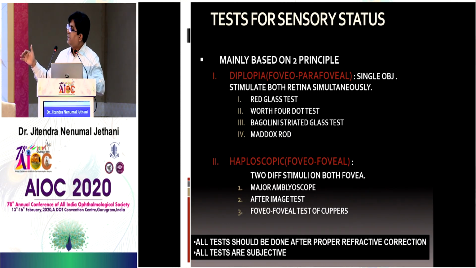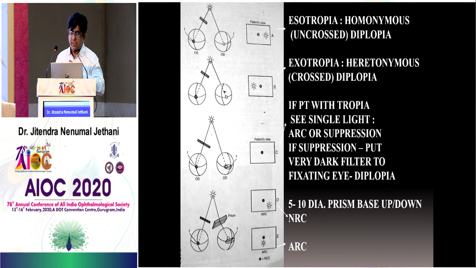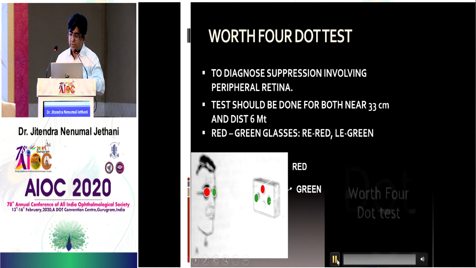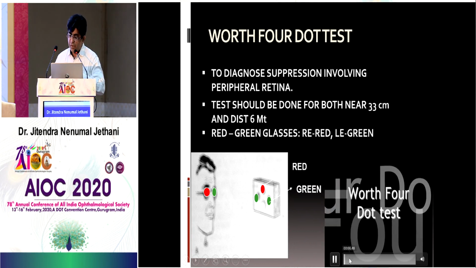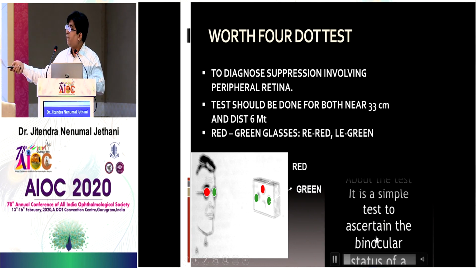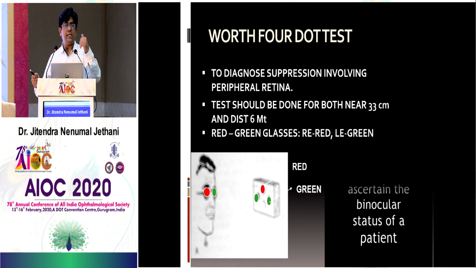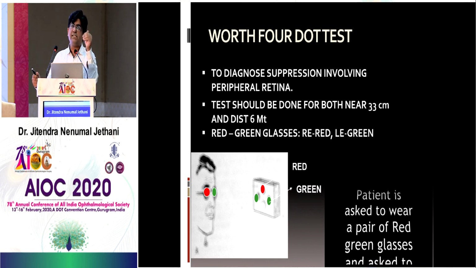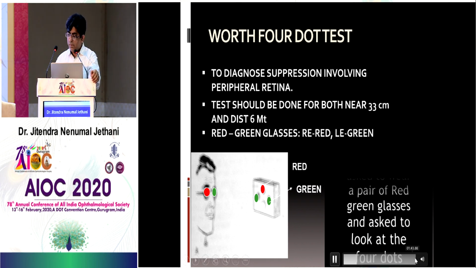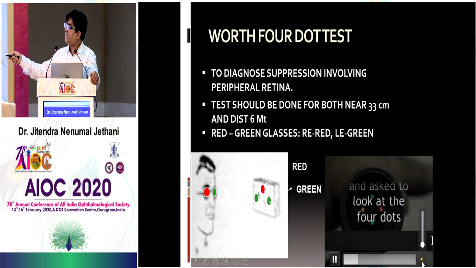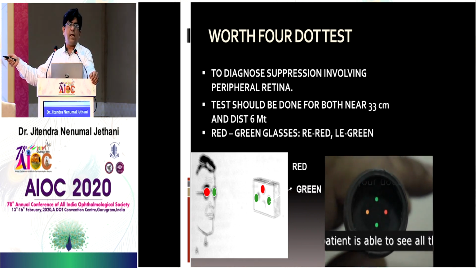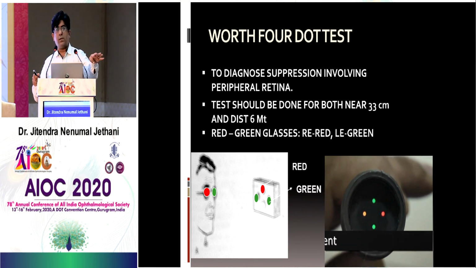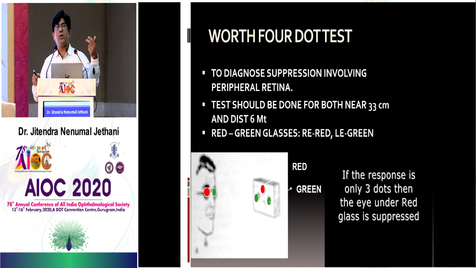And these are some of the tests. We will just show this video and then we will see the last 2 slides. So the Worth four dot test. What is there in the Worth four dot test? We have red green glasses and there are 4 dots. See the simplicity, the best aspect of this test is that you just need red green glasses and 4 dots, and you just have to ask the patient whether he can see 4 dots or not, whether he is able to see 3 dots or 2 dots.